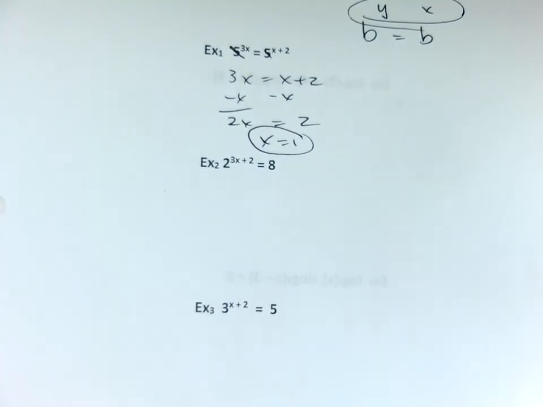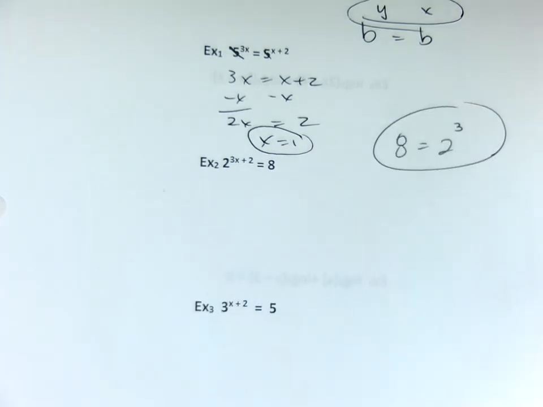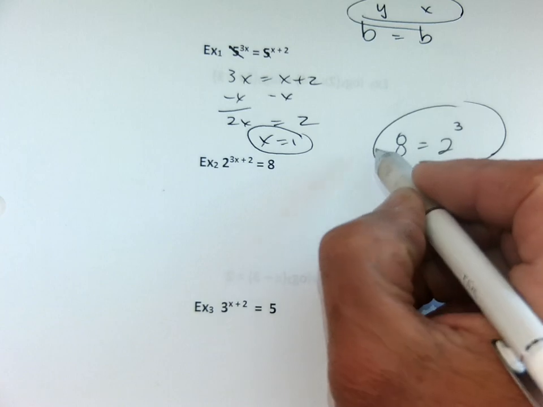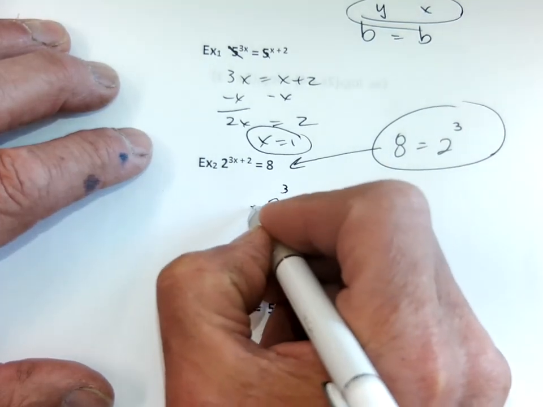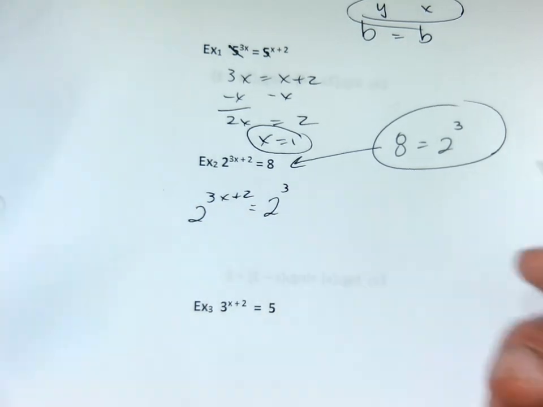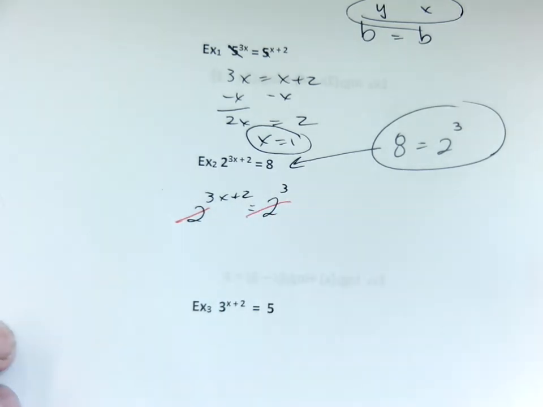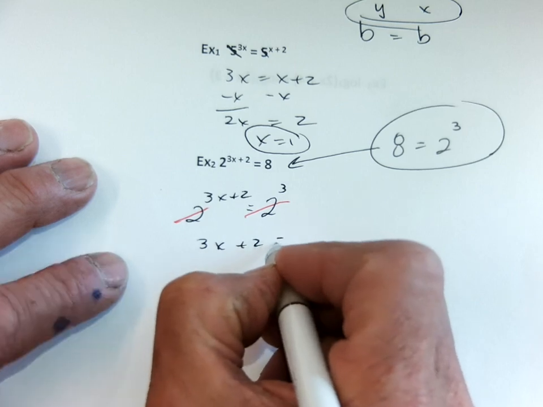What do you know? But we can make them. Caden, what do you see? 8 can be base 2. Everybody agree with that? Yeah. So let's rewrite my 8 as 2 to the third power. Okay? And once we make them the same base, then we can go back through and do the exact same thing. I can cancel the bases and have 3x plus 2 equals 3, right?